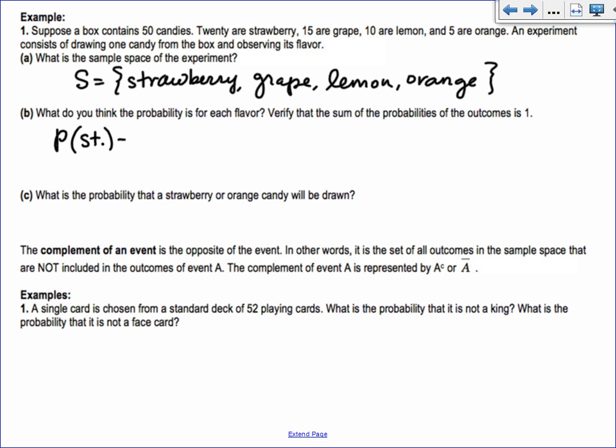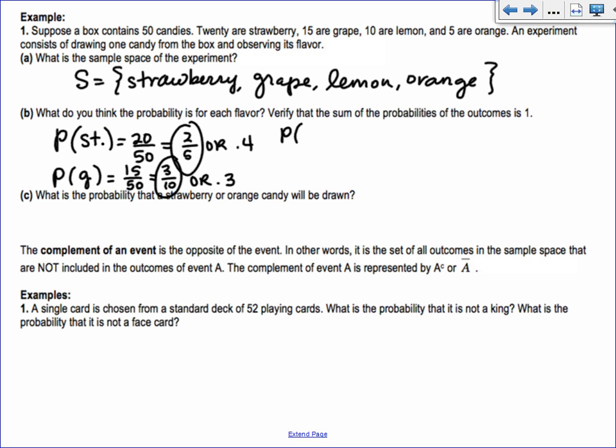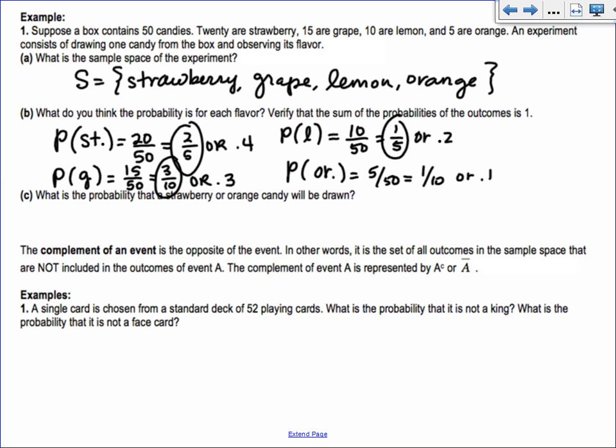So let's say I talk about the probability of strawberry. Well, there were 20 strawberries out of a total of 50 candies. So I have 2/5, or you might write that as 0.4. I usually prefer the fraction form. The probability of grape: there are 15 grape out of 50. If I divide by 5, I get 3/10, or you could write 0.3. The probability of lemon would be 10 out of 50, which is 1/5, or you could write 0.2. And the probability of orange would be 5 out of 50, which is 1/10, or 0.1.